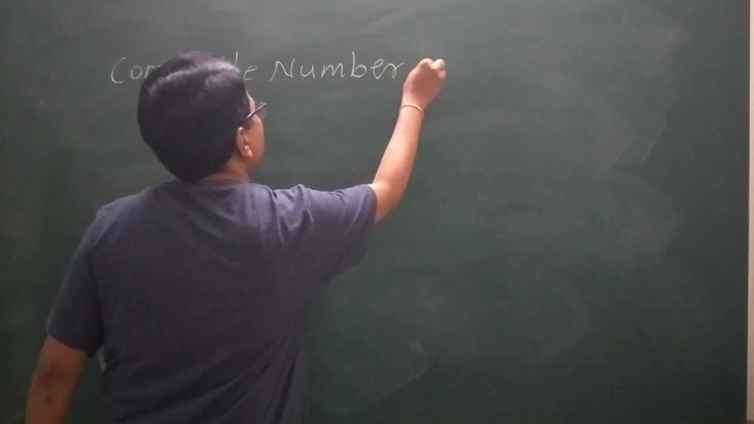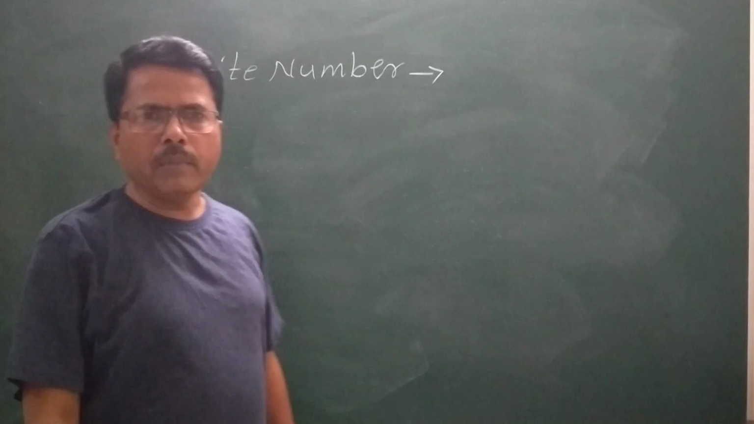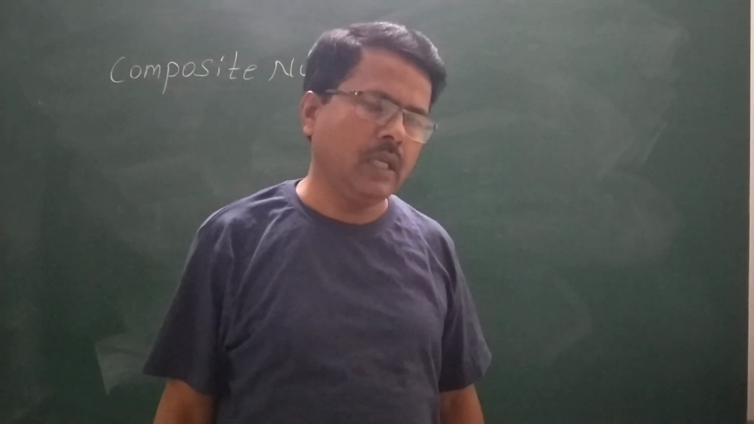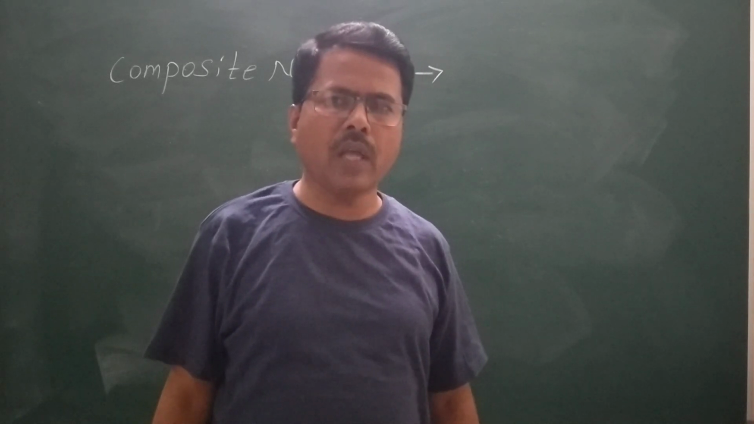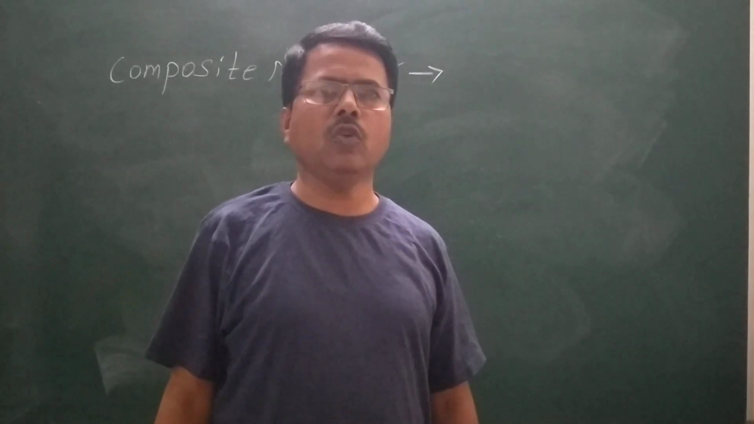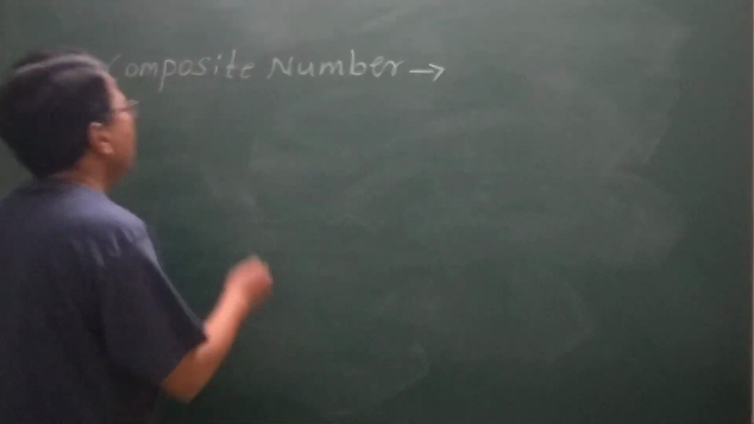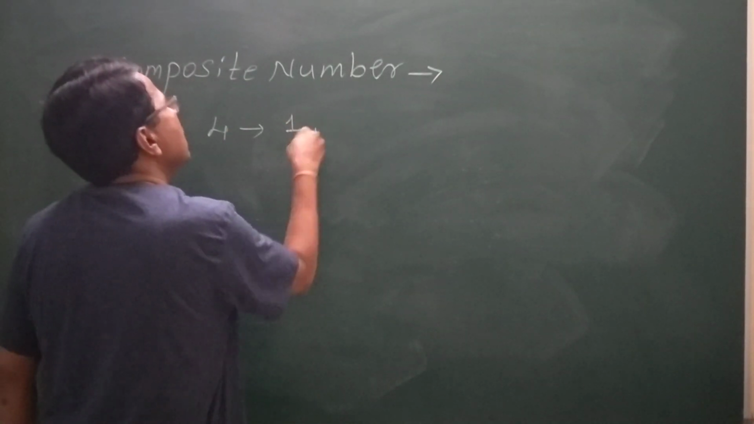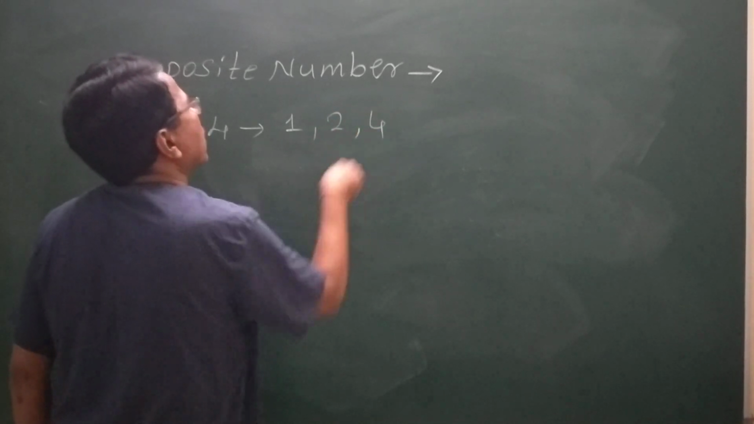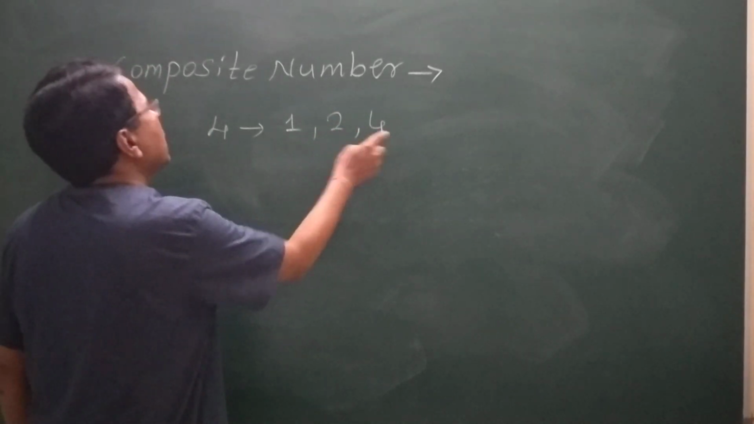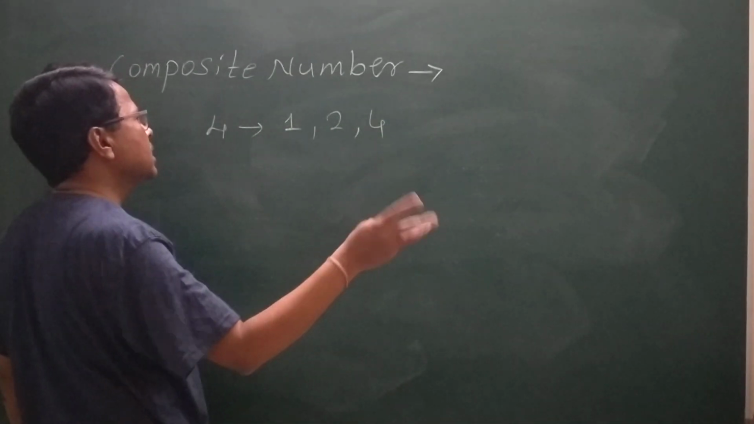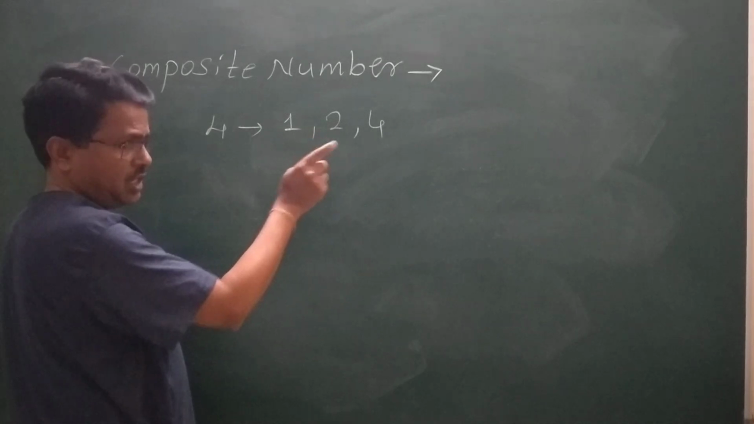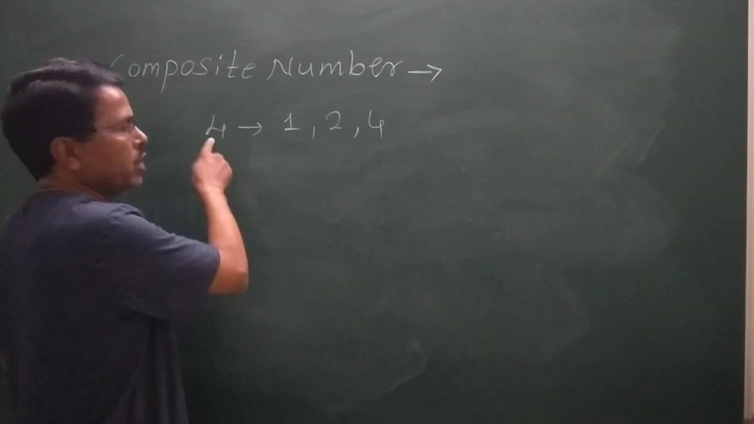What is a composite number? The number which has more than 2 factors is called a composite number. For example, if I take 4, it has factors 1, 2, 4. 4 has 3 factors. The number which has more than 2 factors is called a composite number. So 4 is a composite number.